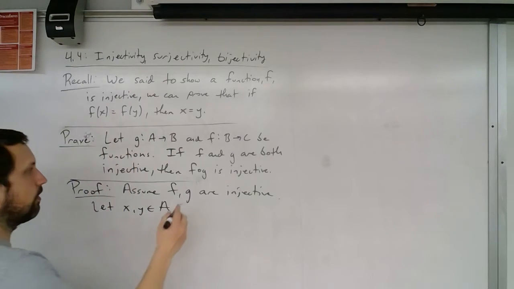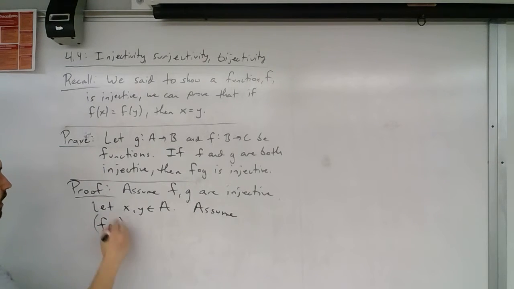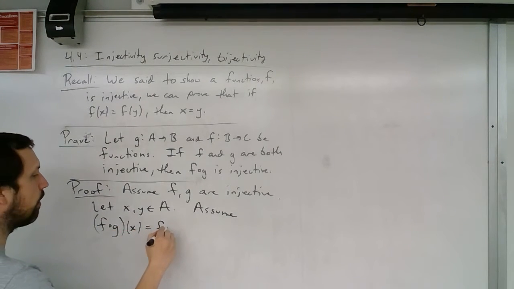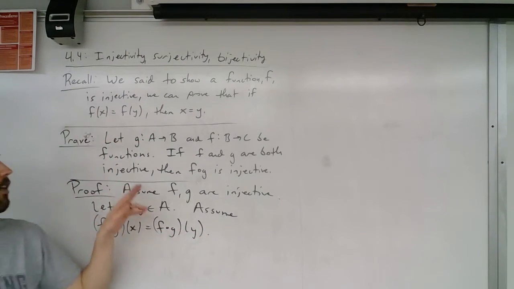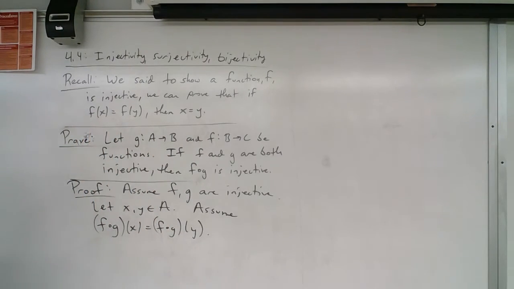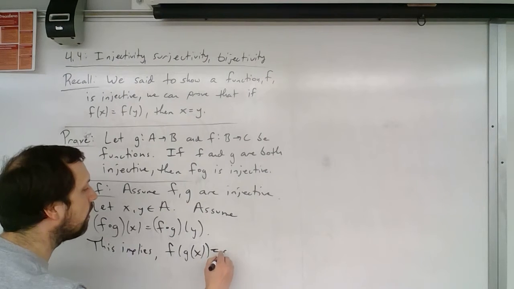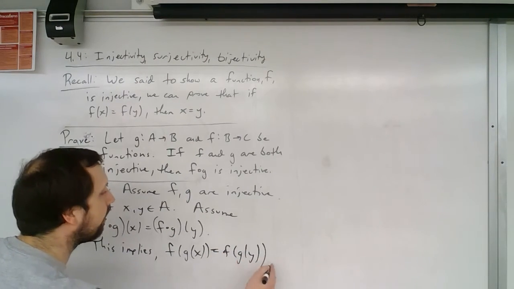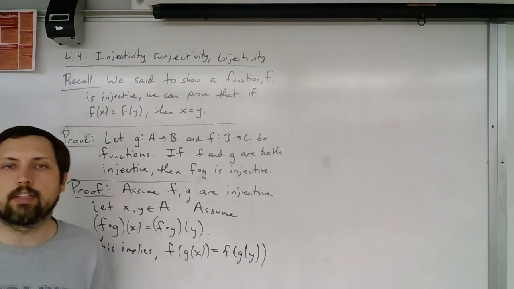Now, furthermore, we're going to assume that this composition, f composed with g of x, is equal to f composed with g of y. So this is my assumption here. For it to be injective, I'm going to assume this is true, and then I'm going to try to conclude why x equals y. So this implies, just using what the compositions represent, f of g of x is equal to f of g of y. We just replace the little composition dot symbol with actual functions inside other functions.